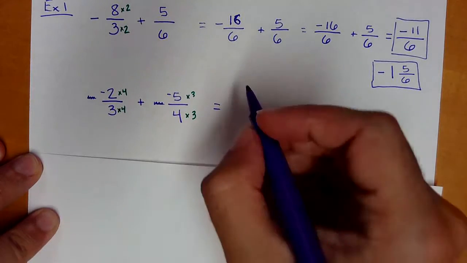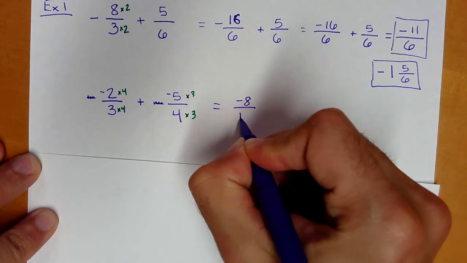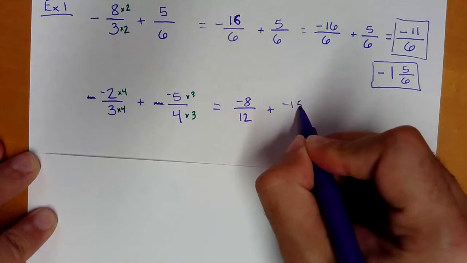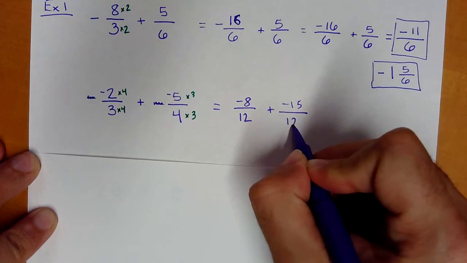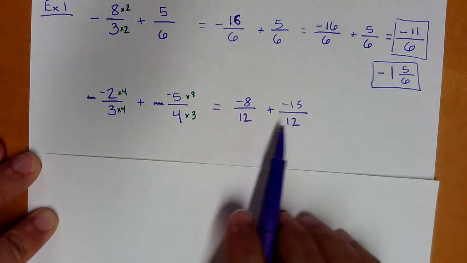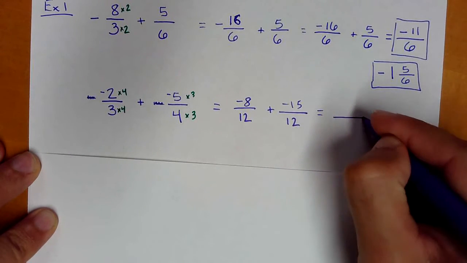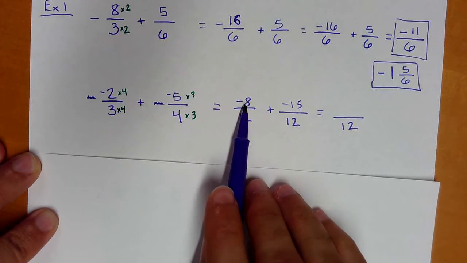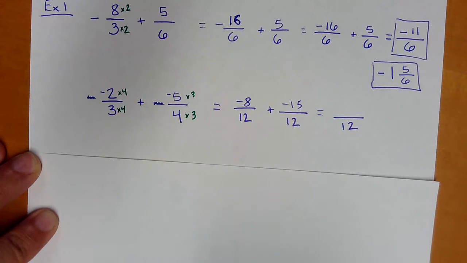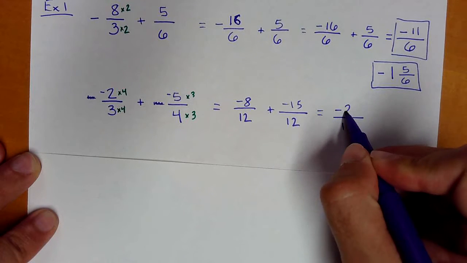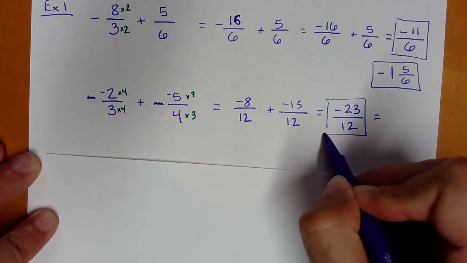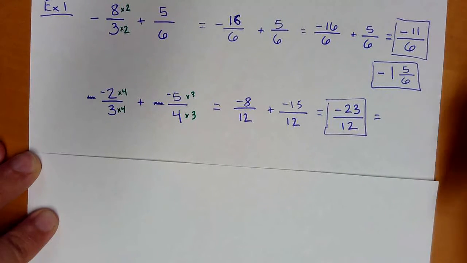This will give me negative 8/12, and I'm adding negative 15/12. Common denominator. Go ahead and add the numerators. Negative 8 plus negative 15, following my integer rules, gives me negative 23, which I could keep. I'm okay with improper fractions, or we change it to the mixed number.